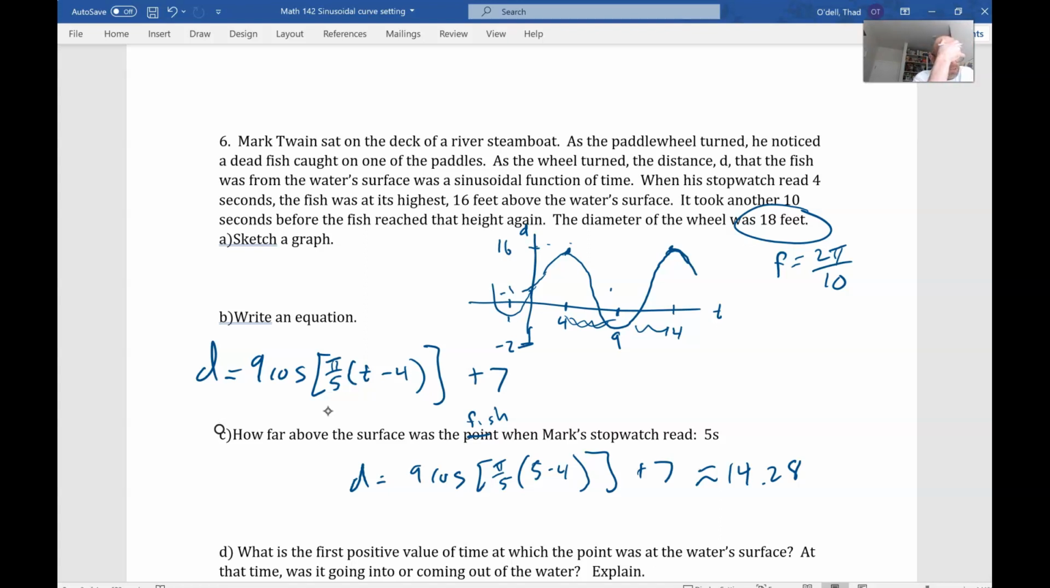That makes sense, because we should be getting close to, or we just passed a maximum, we're coming back down, so 5 seconds would be right about there somewhere. So 14.28 seems like a good answer.